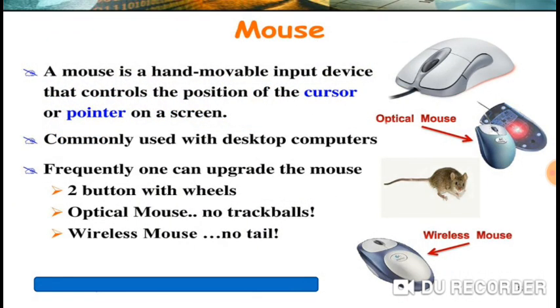Moving to the next, mouse. A mouse is a hand-movable input device that controls the position of the cursor or pointer on a screen. That is why it is also called a pointing device. You must have heard this name, pointing device. A mouse is commonly used with desktop computers, and frequently one can upgrade the mouse with two buttons with wheels, optical mouse and wireless mouse.